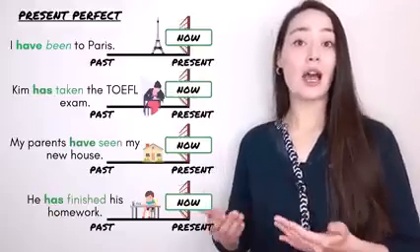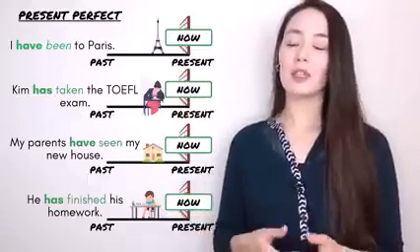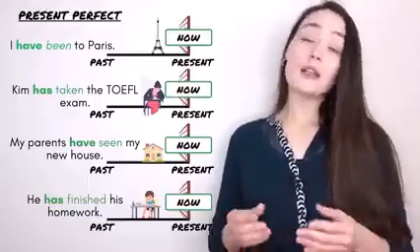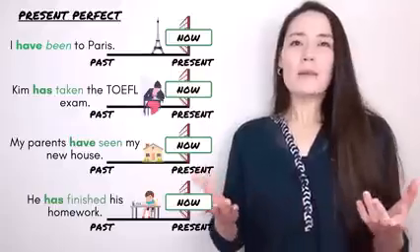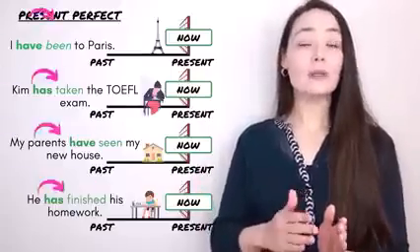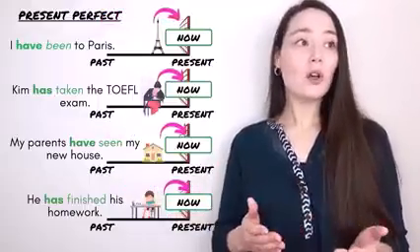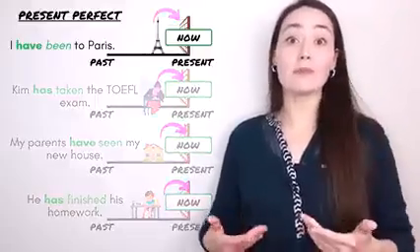All of these actions happened when? Before the present. Do we know specifically when? No. But before now is relevant. What do I mean by that? Before now is relevant. There is a connection between the past action and the present. So let's break this down. Why would I say I have been to Paris?